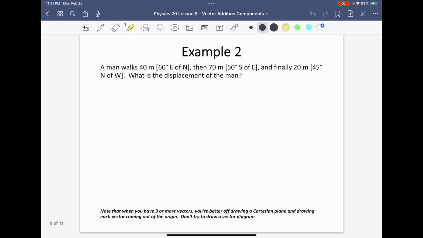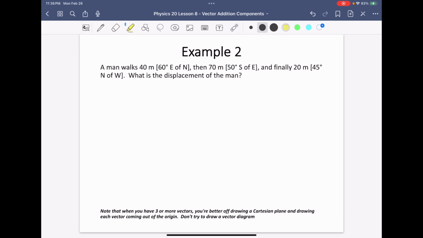Okay, now let's look at our final example, or example number 2. This one is quite complex, and the reason it's quite complex is we have this multi-directional displacement going on. The best way to do this is, anytime they give you a problem like this, where a man is walking 40 meters in some given direction, that's a navigator method. And then they give you another displacement using navigator, and then another displacement using navigator.